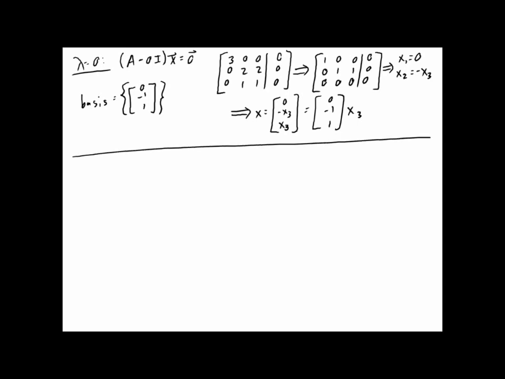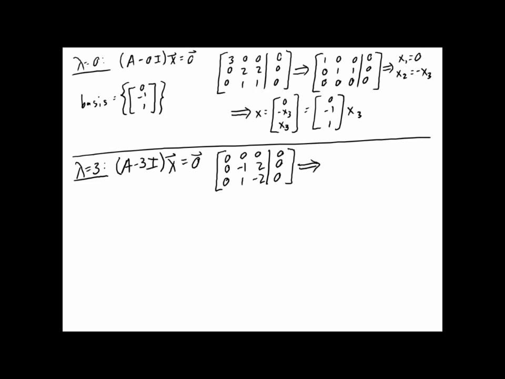The other eigenvalue we found was 3. So now I'm doing A minus 3I times x equals 0. Now I'm subtracting 3 from the main diagonal, which gives me 0, 0, 0, 0. That's fairly boring. Then 0, negative 1, 2, 0. And 0, 1, negative 2, 0.